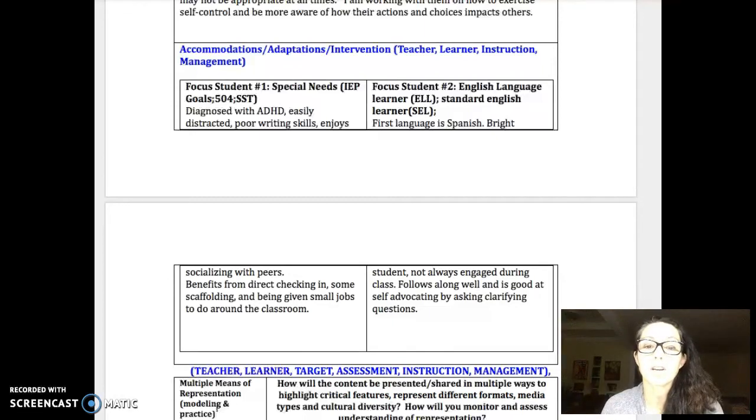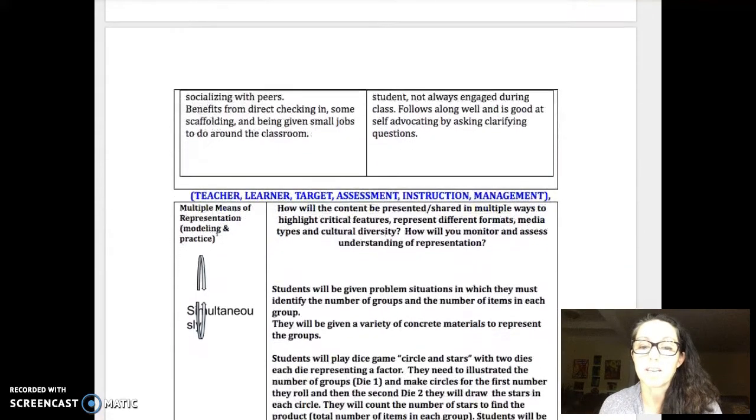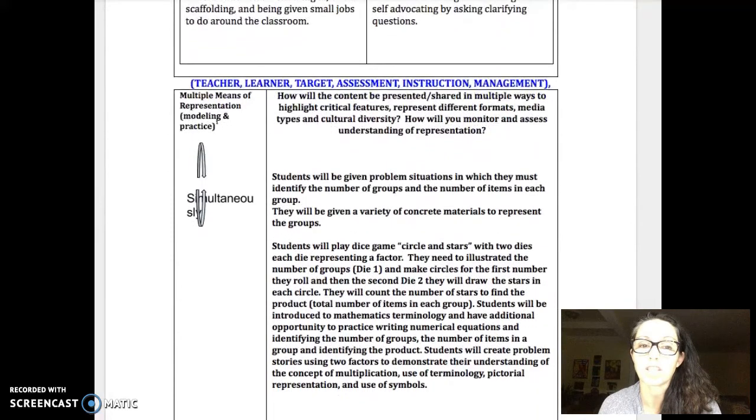Same for your English language learner. It should be somebody that has identified as a second language learner, and some of the appropriate accommodations that I'll use in this lesson. Now on to my instruction, right?